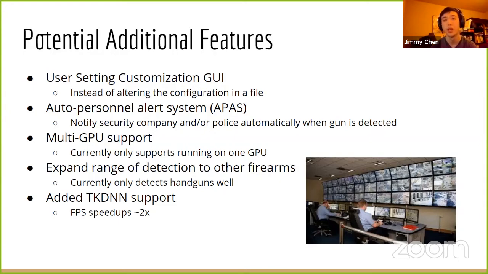Also there's something called TKDNN, which is basically an optimization for neural nets that's compatible with what our current system uses. We can see a frames-per-second speedup of up to around 2 times. With this, with a 2080 Ti or equivalent GPU, we could probably run around 16 streams off of one GPU, which is pretty performant.